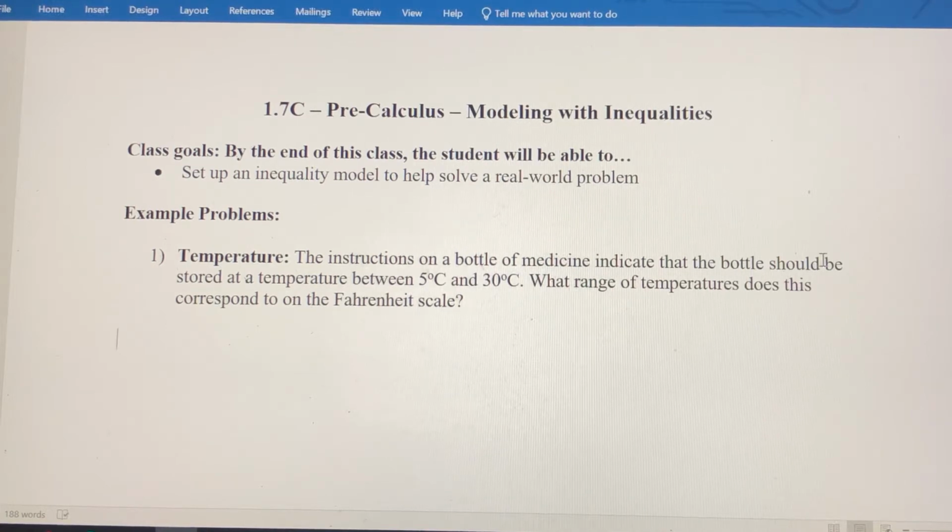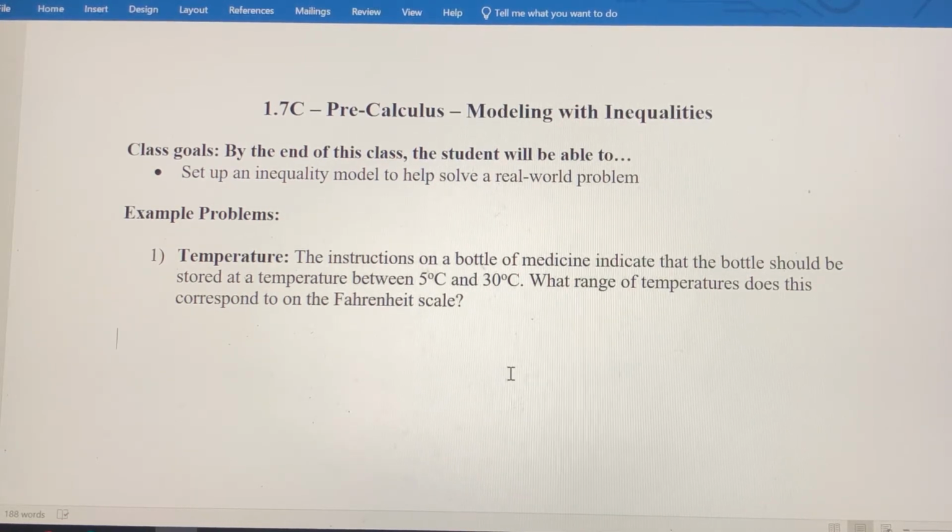the instructions on a bottle of medicine indicate that the bottle should be stored at a temperature between 5 Celsius and 30 Celsius, okay? Well, obviously, we live in the United States, so we need to be able to convert that to the Fahrenheit scale. Now, you could obviously just convert both of these to Fahrenheit. If you're familiar with how to do those conversions, it'd be a much quicker way to do it, but we are practicing something here. So we do want to use the inequalities to solve this problem, okay?